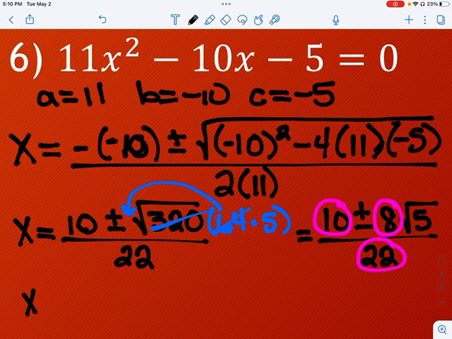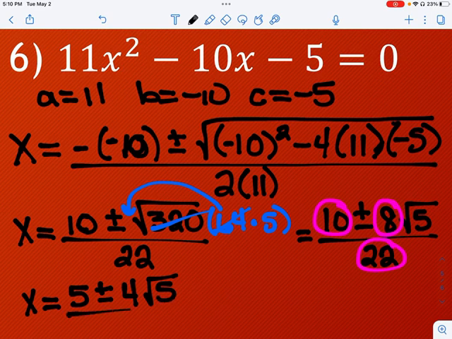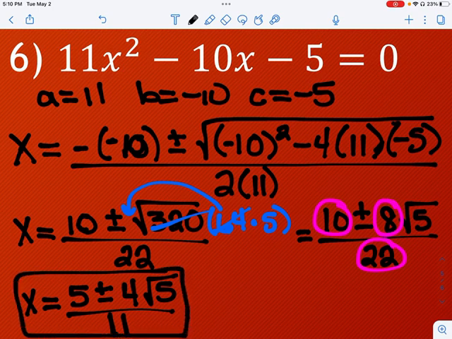So 10 divided by 2 is equal to 5, plus or minus 4. 8 divided by 2 is 4, square root of 5. And then 22 divided by 2 is going to give me 11. So that is my simplified radical version. And then I'm going to punch it into my calculator now.